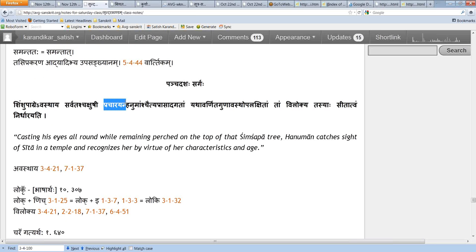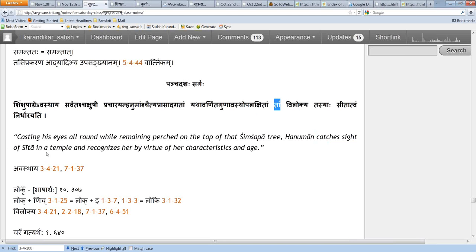Pracharayan, moving, making them move. I think this is understood. Chakshushi, two eyes, all around, Sarvataha. While remaining perched, avasthaya, having stationed, having positioned on the top of the Shimshapa tree, Shimshapagre, Hanuman catches sight. I think having sighted, basically. Vilokya, of Sita is Tam.